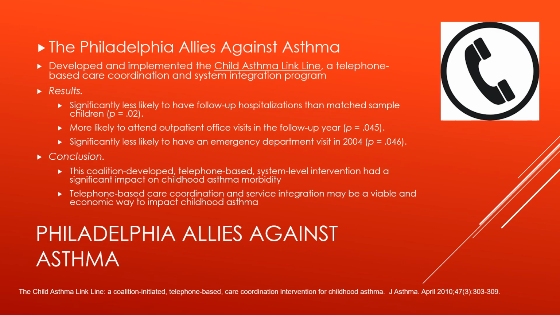In the city of Philadelphia, they came up with a plan. They had a lot of children with childhood asthma who were coming to the emergency room more than needed. And what they did, they created this thing called the Philadelphia Allies Against Asthma. And they developed a phone line, which basically was a hotline. They would do education on this hotline, and they would do follow-up phone calls about appointments with doctors, making sure that the prescriptions are filled. So in other words, they were tracking whether the parents were compliant in treating their children.